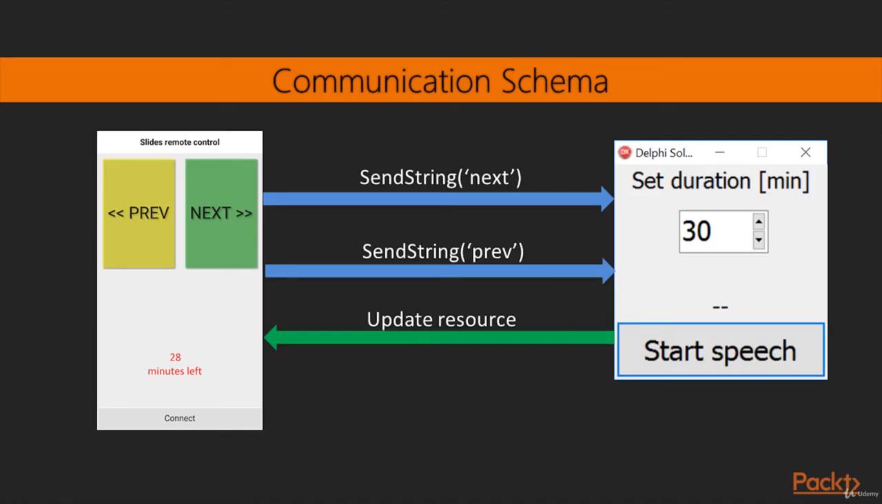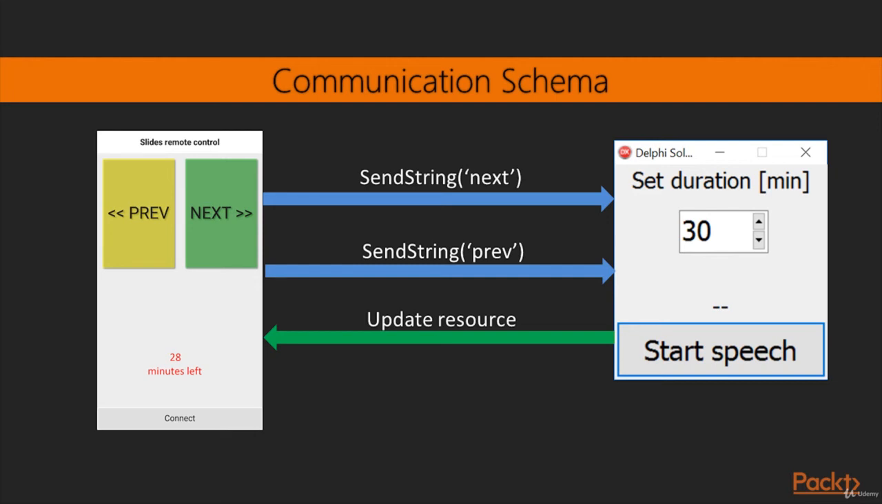The following schema shows the communication between the mobile app and the VCL application after the discovering and pairing phases. When the presenter mobile app sends the next command using SendString, the presenter application receives it and sends a VK_RIGHT Windows keyboard event.